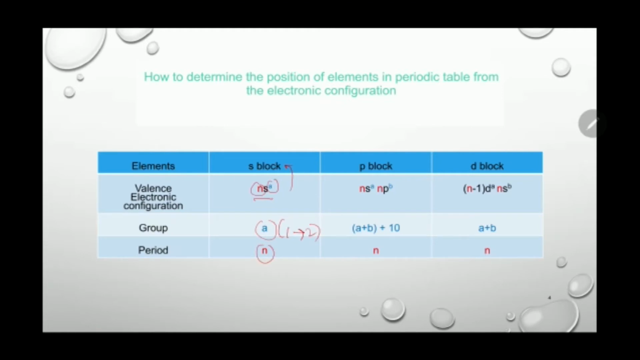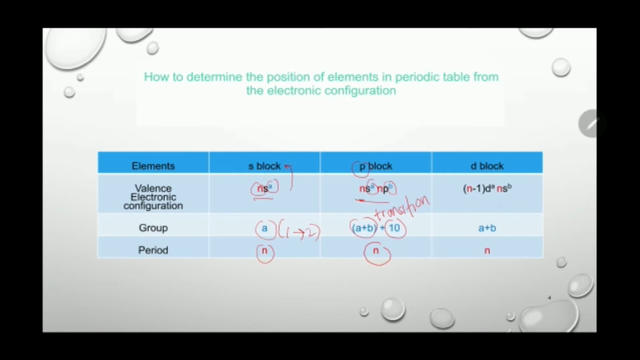Now we discuss the P block. Valence electronic configuration ns and np gives you the P block. How to solve for the group? It must be a plus b, plus 10. That 10 comes from the transition elements. If we need to solve for the period, we can use the principal quantum number, which is n.